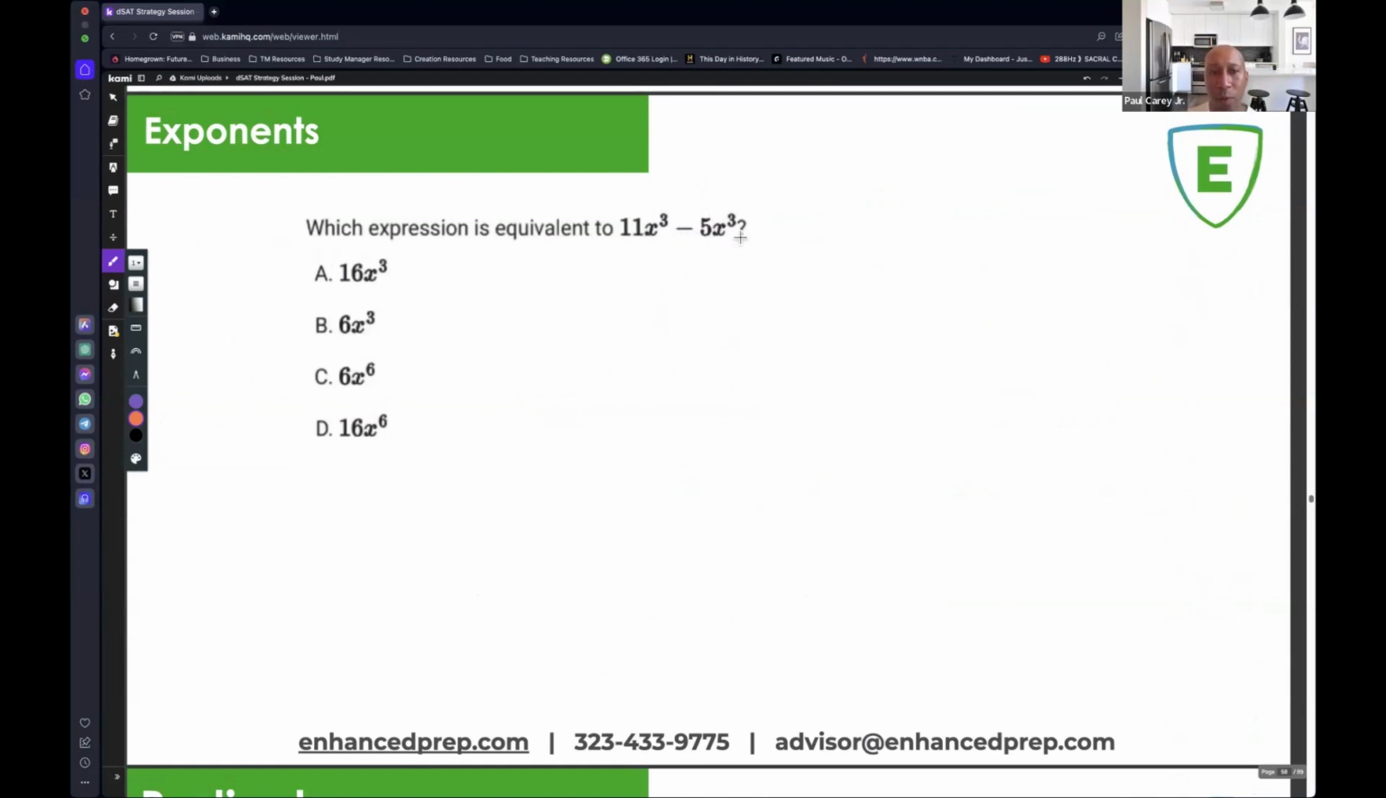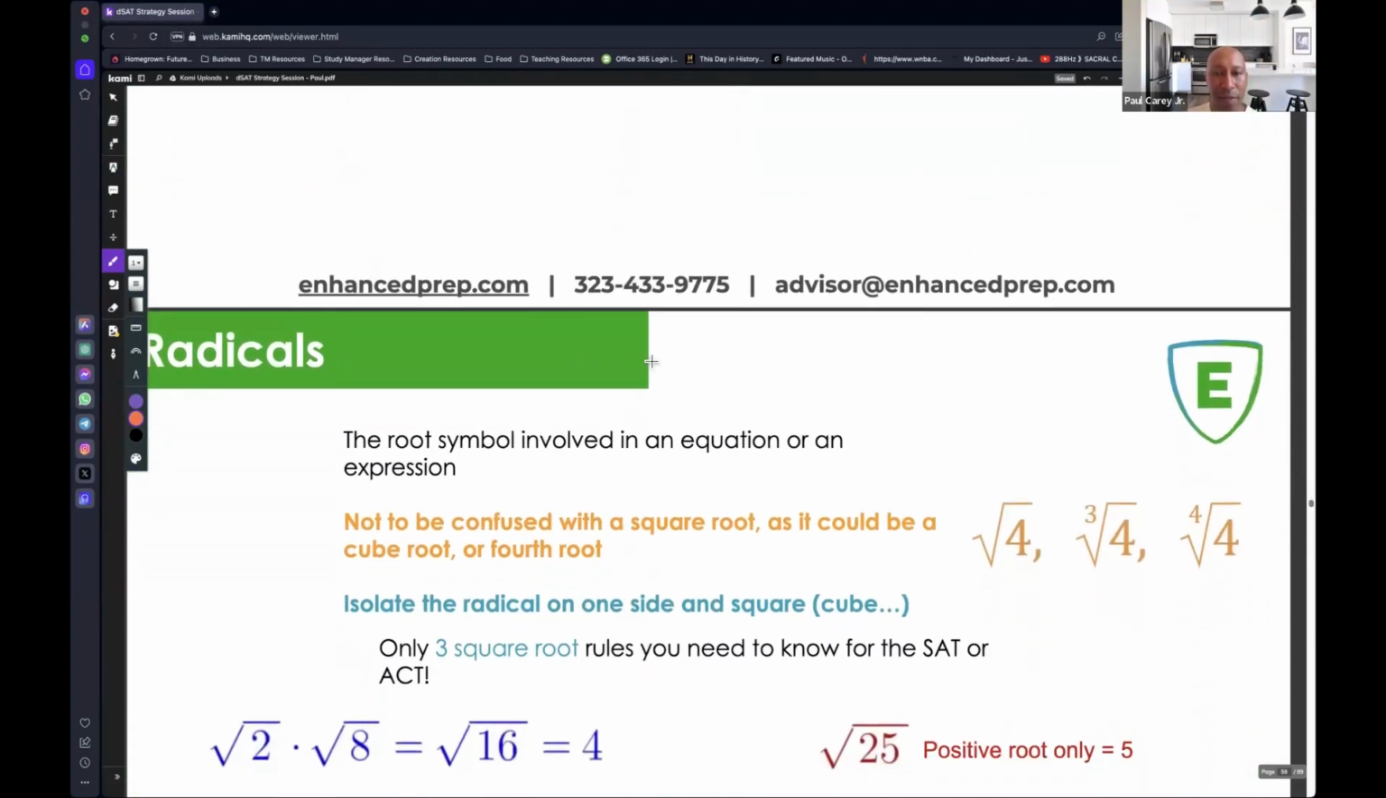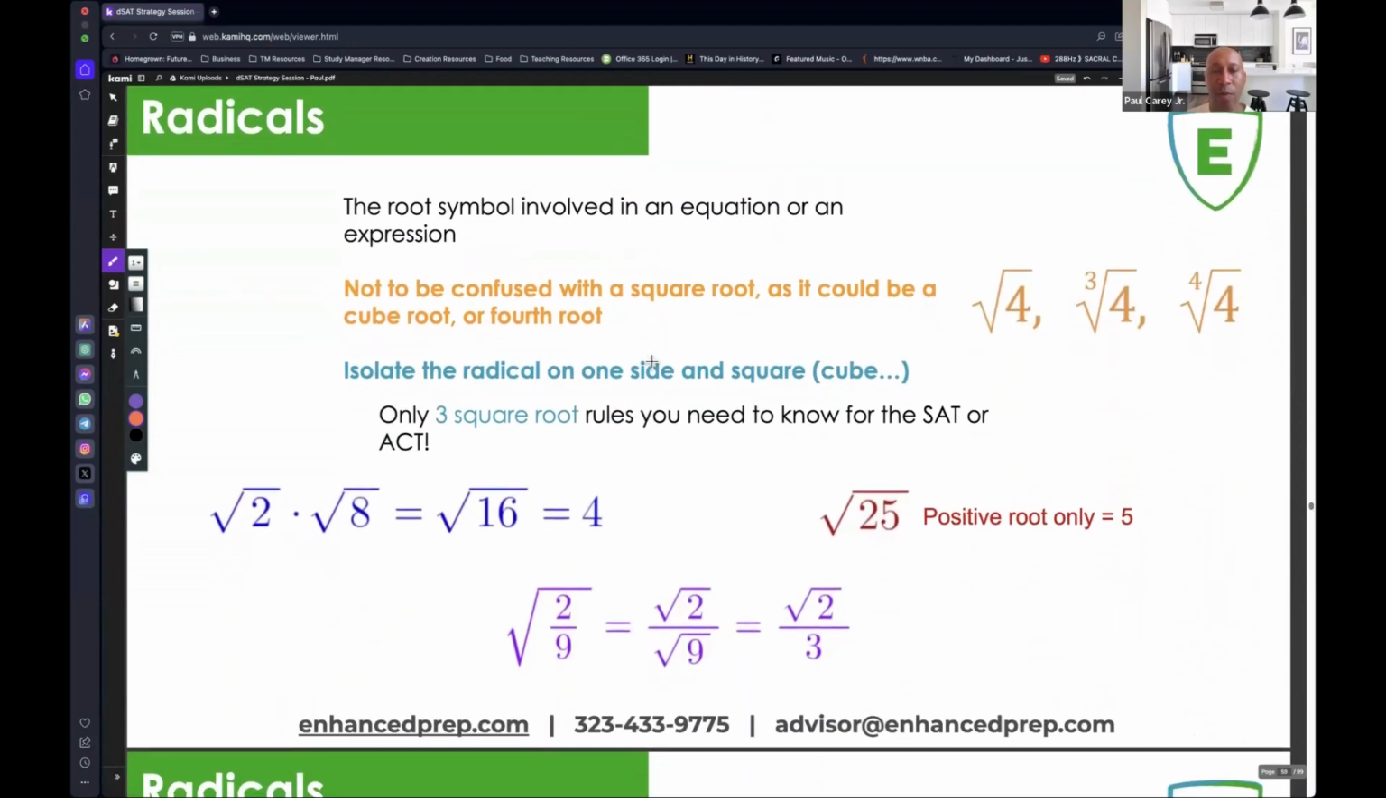Okay. So what we do is we combine our like terms. We see that we have x to the 3 here, x to the 3 here, and then we have our 11 and our 5. So all we do is simply subtract those two. 11 minus 5 is equal to 6. And then we want to bring down our term, x to the third. So we get 6x to the third. And there we are. Okay. Awesome. Now let's check out radicals.